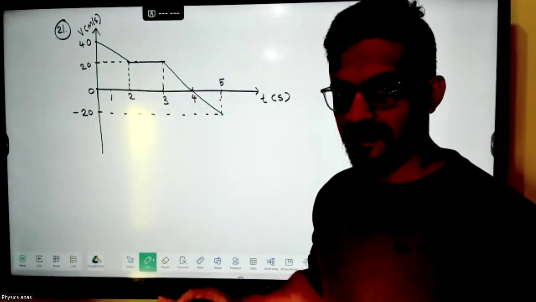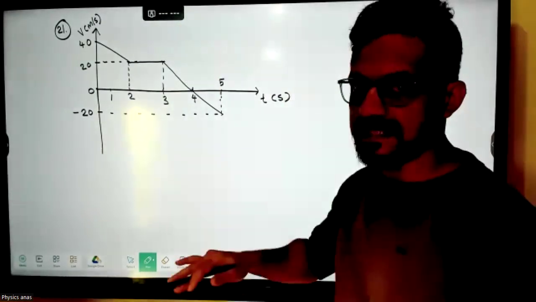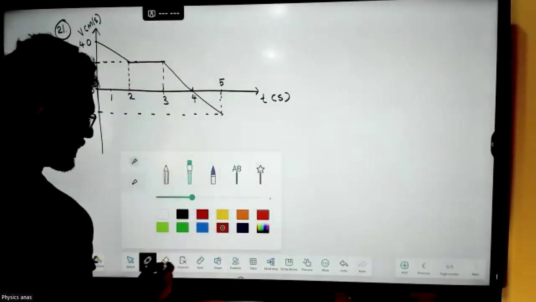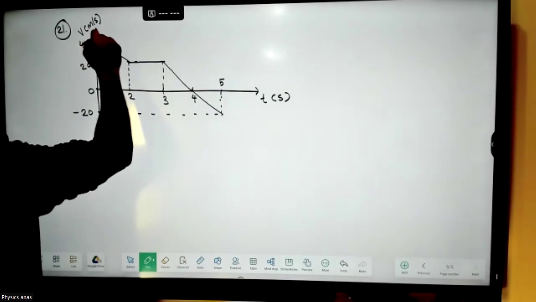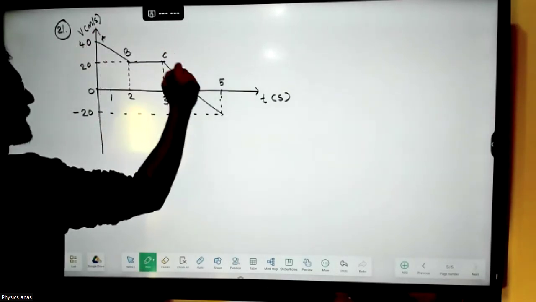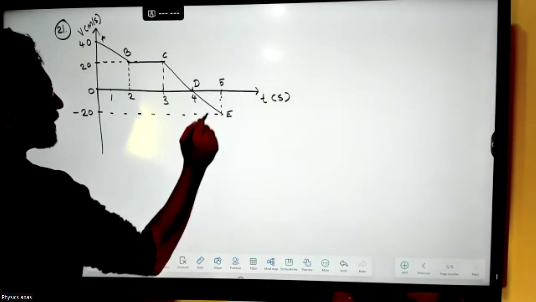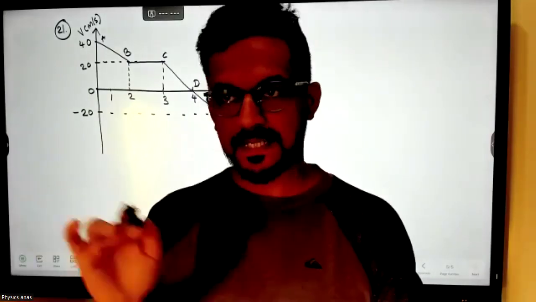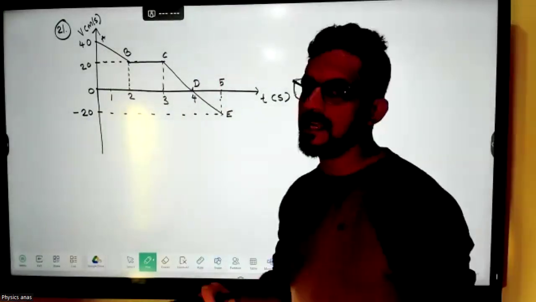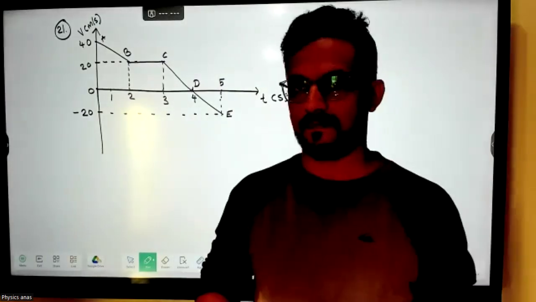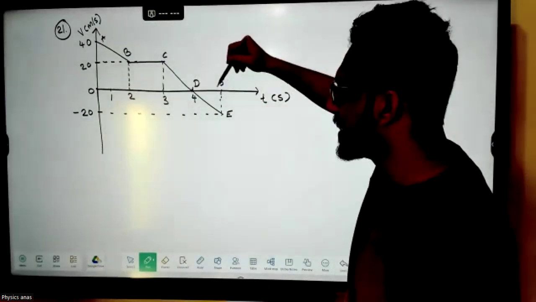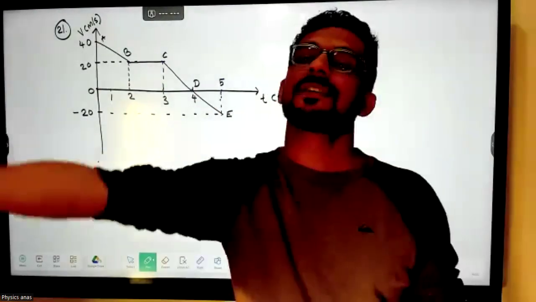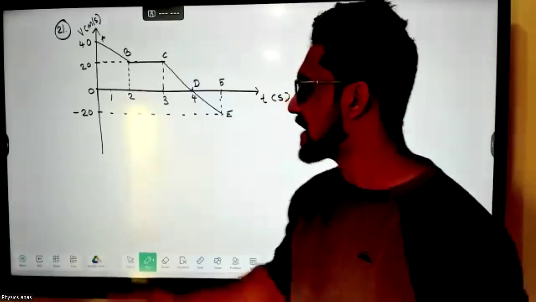You got it? Okay. Here the velocity is decreasing from C to D. I will name the points. This is the point A, B, C, D, E. Now from C to D, velocity is decreasing, and at D, the velocity has become 0. Then the particle begins to increase its velocity in the opposite direction. Right? So that's this graph.